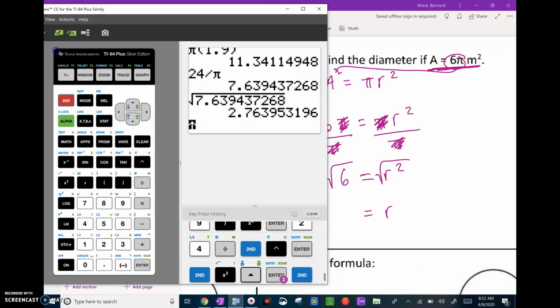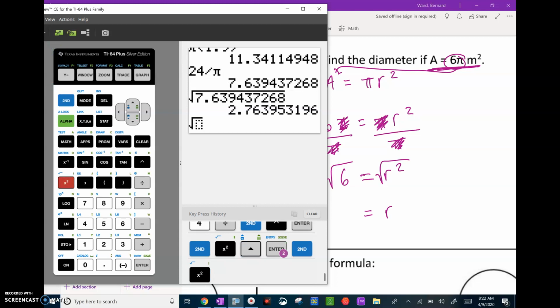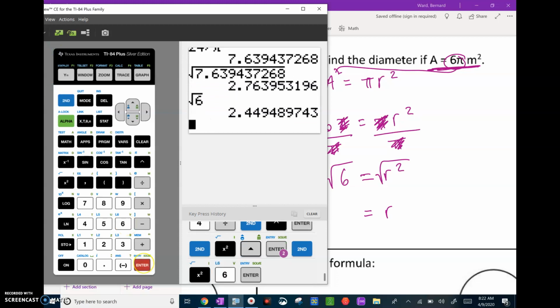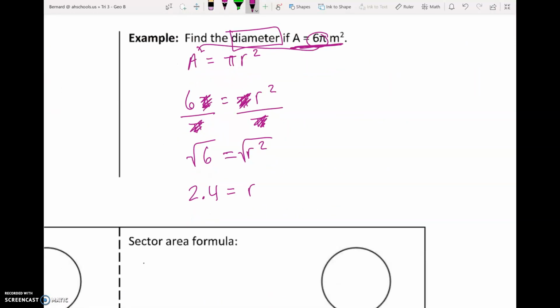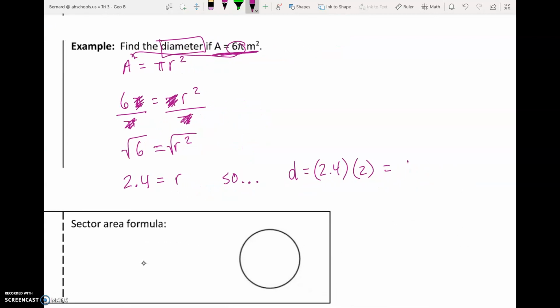Go back to my calculator. Second, square root, we'll put a 6 under there. Enter. And it looks roughly 2.4. Now remember, they're asking about the diameter. So my radius is 2.4. So that means my diameter equals 2.4 times 2, right? Because it's twice as big. And so that's going to give us 4.8.